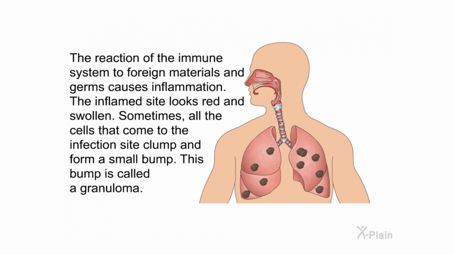The reaction of the immune system to foreign materials and germs causes inflammation. The inflamed site looks red and swollen. Sometimes all the cells that come to the infection site clump and form a small bump. This bump is called a granuloma.